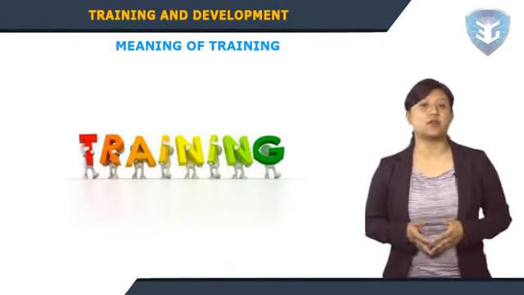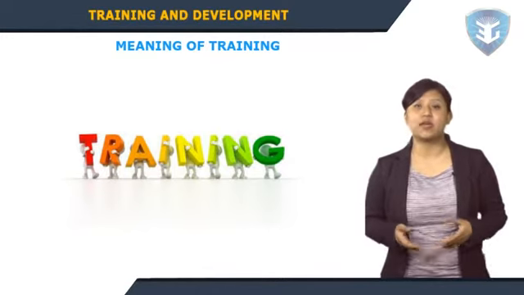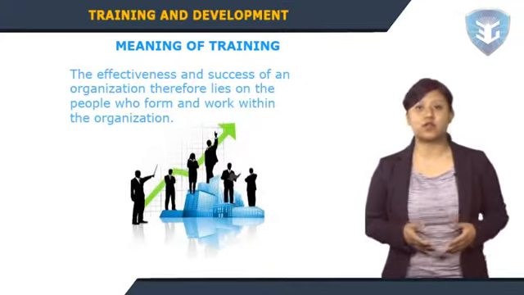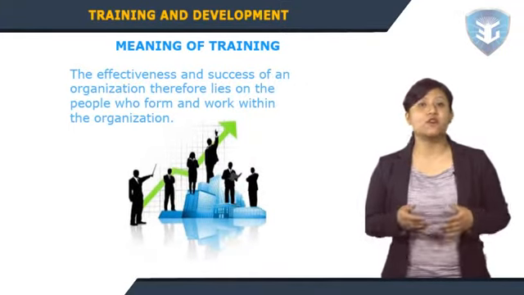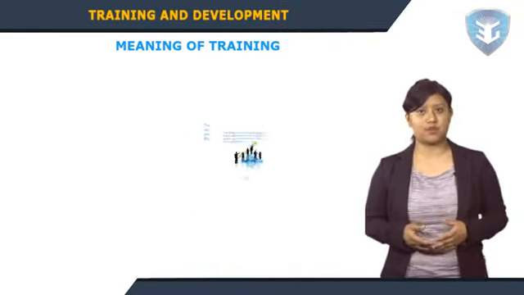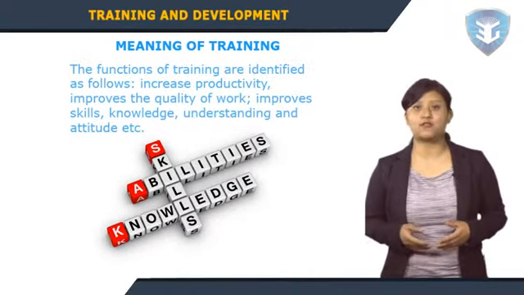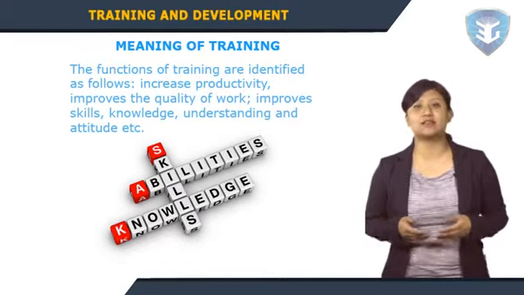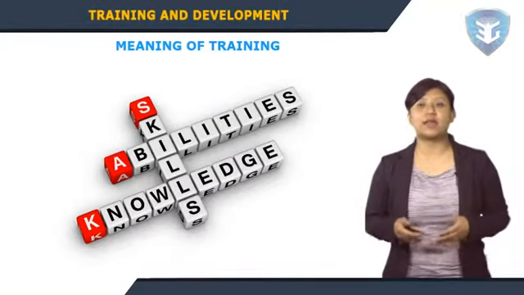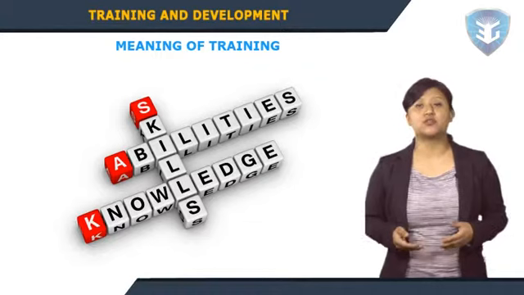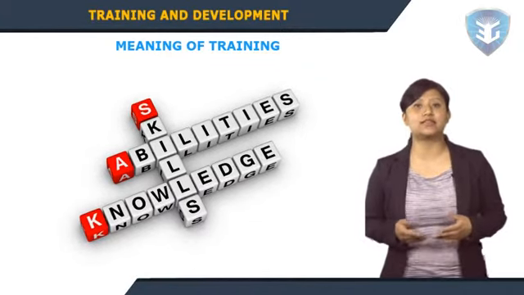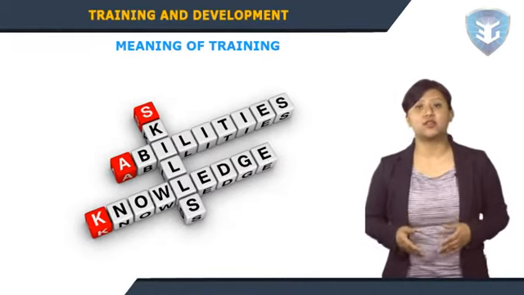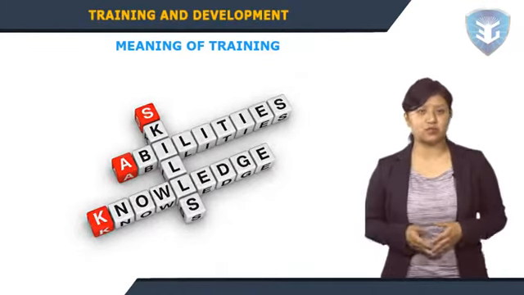It can take place in a number of ways, on the job or off the job, in the organization or outside the organization. The effectiveness and the success of an organization therefore lies on the people who form and work within the organization. The functions of training are identified as follows: increase productivity, improves the quality of work, improves skills, knowledge, understanding and attitude, enhance the use of tools and machines, reduces waste, accidents, turnover, lateness, absenteeism and other overhead costs, eliminates obsolescence in skills, technologies, methods, products, capital management, etc.